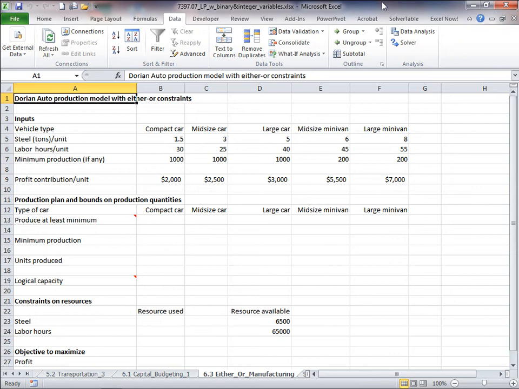Now we're going to look at the final problem for tonight. This is example 6.3.